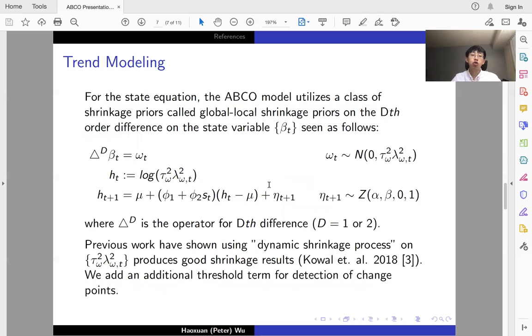And finally, for the trend modeling component, we use a class of global-local shrinkage priors on the difference of the state variable beta t. The beta t sequence is the sequence of interest, which describes the underlying signal in the data. We assume this sequence is either piecewise constant or piecewise linear, depending on the choice of d. We place a shrinkage prior on the discrete difference of this term. In essence, we want this change to be small at most time steps. However, at a few certain time steps, we can allow this change to be large.